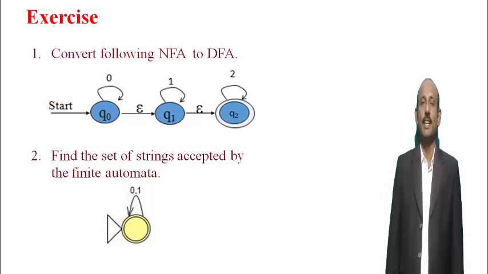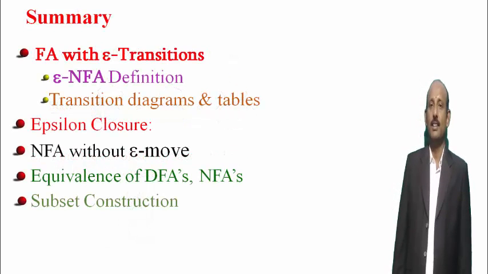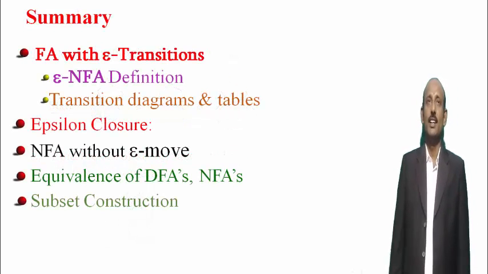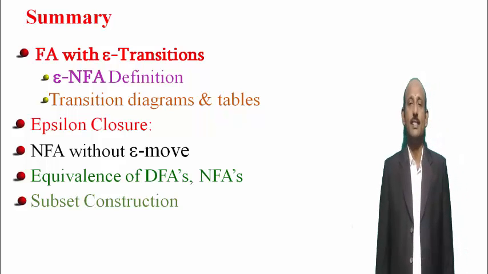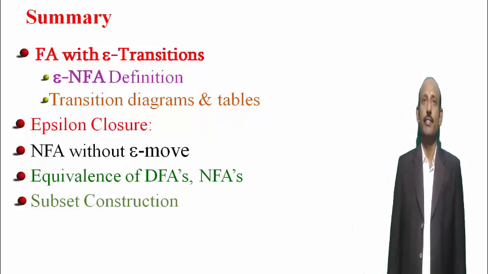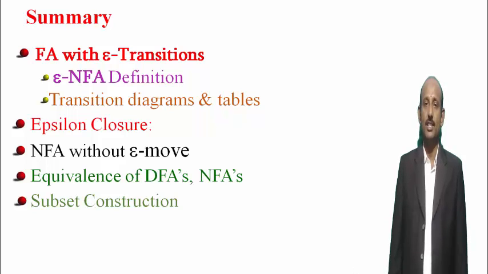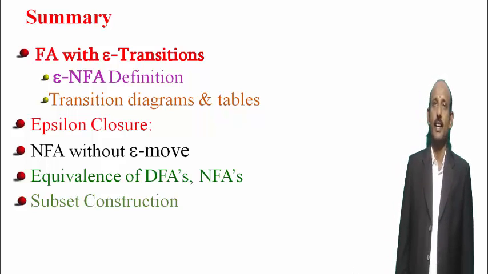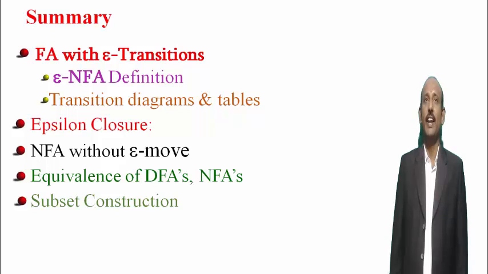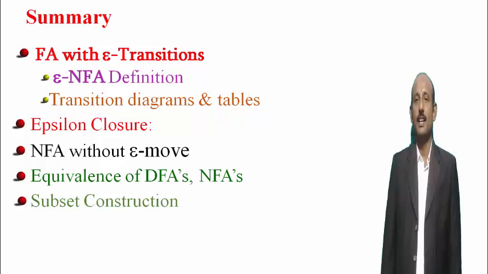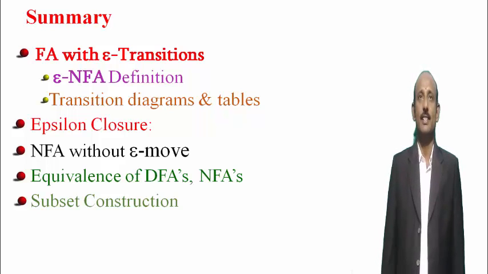Now I am going to summarize what we have seen in this lecture: finite automata with epsilon transitions and epsilon NFA, definitions, transition diagrams, tables, epsilon closures, NFA without epsilon moves, equivalence of DFAs and NFAs, and subset construction.